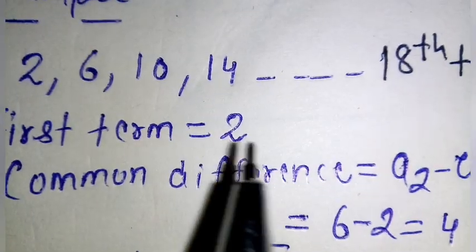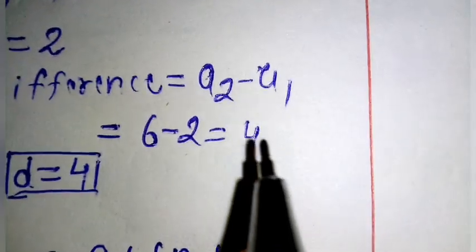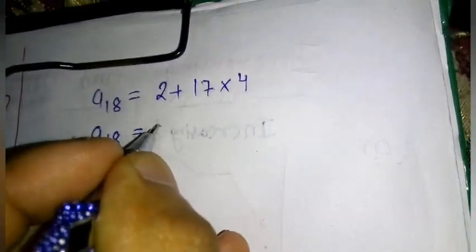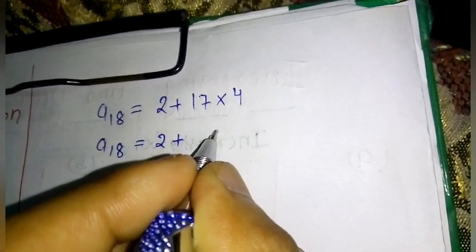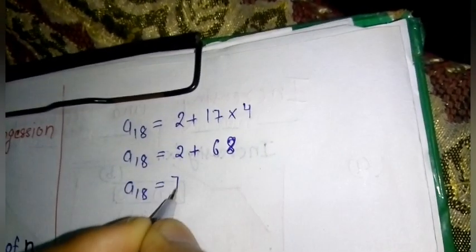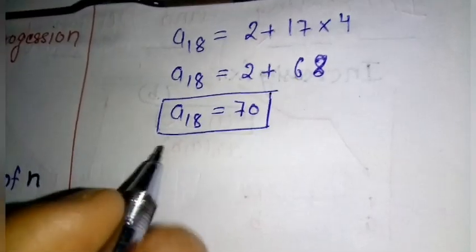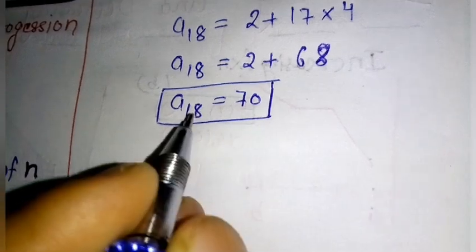Here first term is 2 and common difference is 4. So a18 is equal to 2 plus 17 into 4. Therefore a18 is equal to 2 plus 68, and a18 is equal to 70. Therefore 18th term of AP is 70.